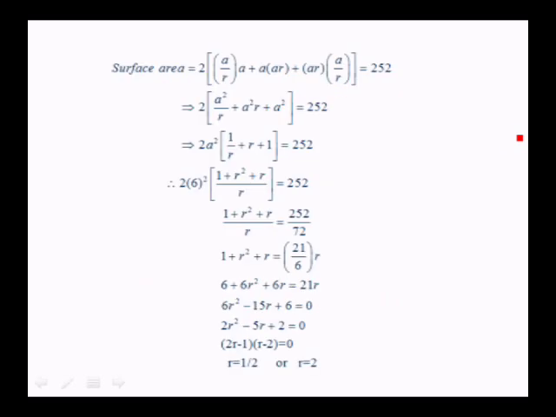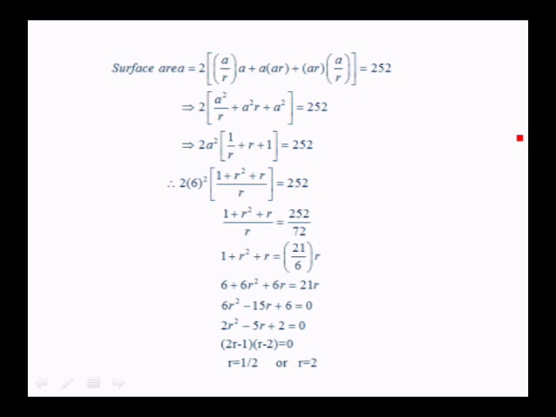So, let us think about the surface area. Surface area of a rectangular box, of course, it is twice the length into breadth, plus twice the length into height, plus twice the breadth into height. Therefore, it is 2 into (a/r into a plus a into ar plus ar into a/r). That is given to be 252. So, 2 into (a^2/r plus a^2 r plus a^2) is equal to 252. Let us take a^2 outside. 2a^2 into (1/r plus r plus 1) is equal to 252. So, 2 into 6^2 into (1 plus r^2 plus r)/r is 252.